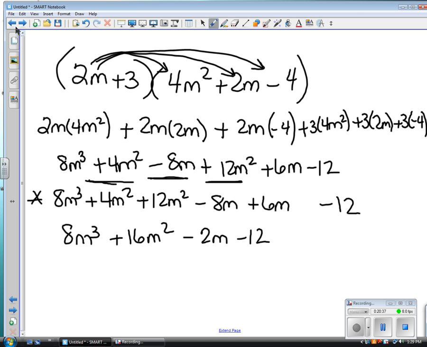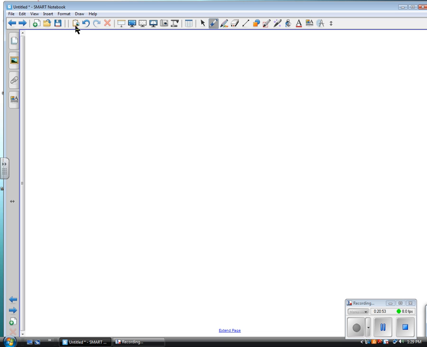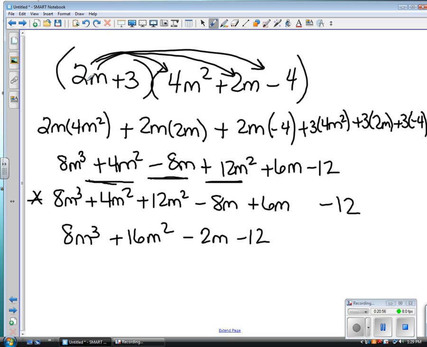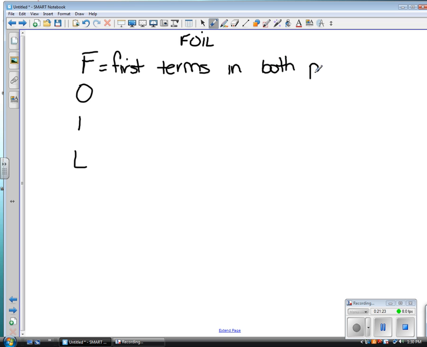All right. Now, looking back at this one, we used what we call the distributive method. Now, there's a shorter way, and it's called FOIL. F-O-I-L. I'm going to write it down on the paper because I'm going to tell you what that stands for. F stands for the first terms in both polynomials.